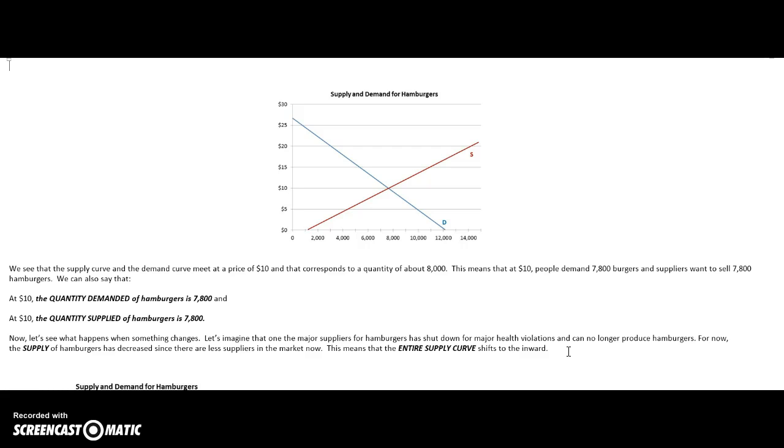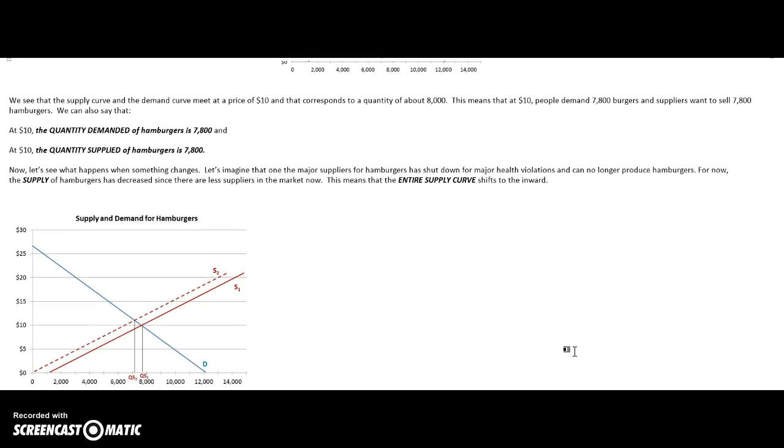The supply of hamburgers has to decrease because there are fewer suppliers now. And in the immediate run, we can't just have the other operators ramp up immediately. So we see that the entire supply curve will shift inward, at least for the time being. So we see us move from S1 to S2. There are fewer suppliers, and that's one of the things that can shift the entire supply curve.